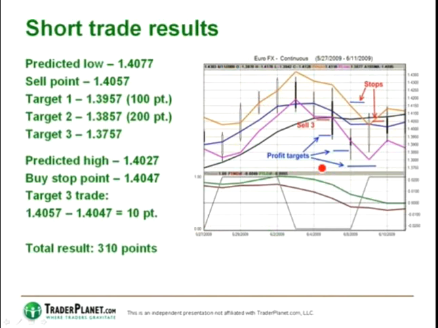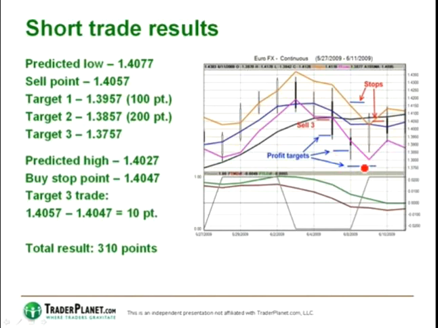Now let's summarize the short trade results. As I mentioned, the predicted low that we had here, 140.77, and we now have a sell point right here of 140.57. So there's our target number 1. We achieved that, 100 points in the bank. Here's target number 2, 200 points in the bank. We did not achieve target number 3.